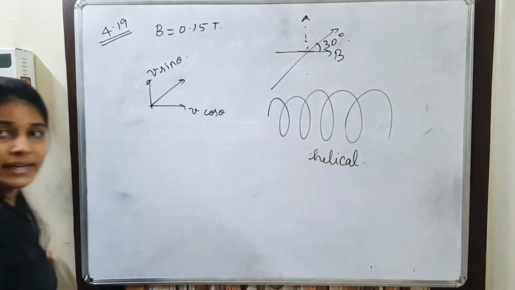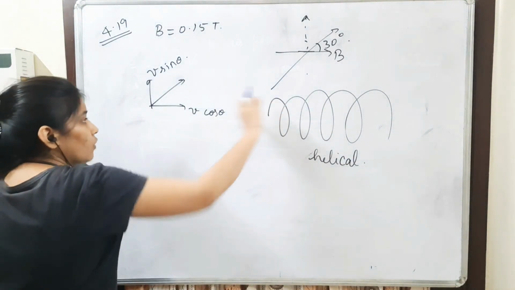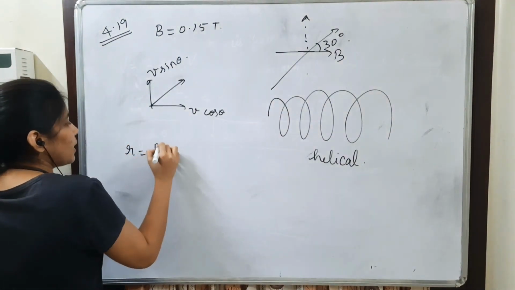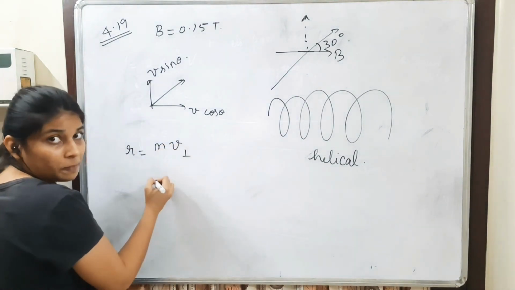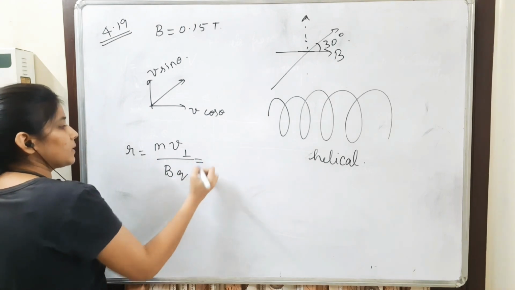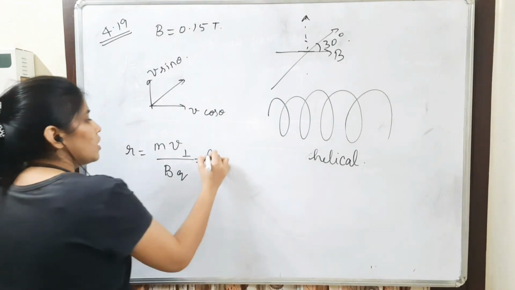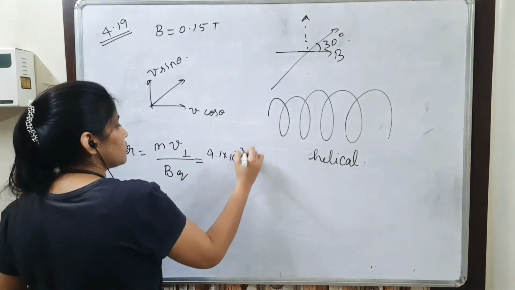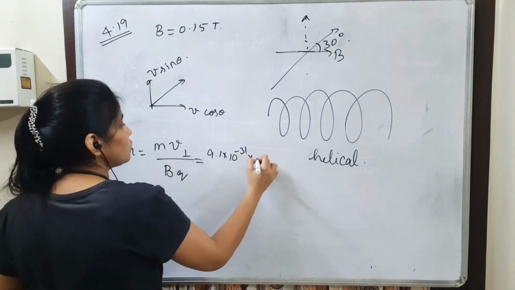The radius of this helical path will be given by m v perpendicular divided by BQ. So if we substitute this, what answer are we going to get? 9.1 into 10 power minus 31 into v perpendicular, which means v cos theta.